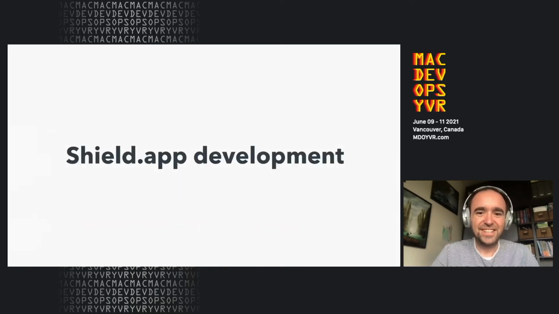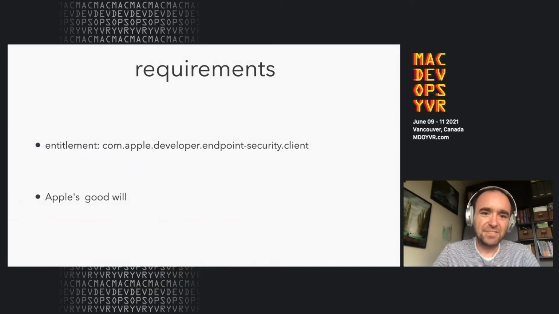So with that, let's talk about the application I developed for protecting against these exploits. Now, when we develop an Endpoint Security application, there is one very hard requirement, and that is having access to the com.apple.developer.endpoint-security.client entitlement. This is not available for everyone who has a developer ID. You need to request this from Apple, just like we had to request a kernel code signing certificate in the past.